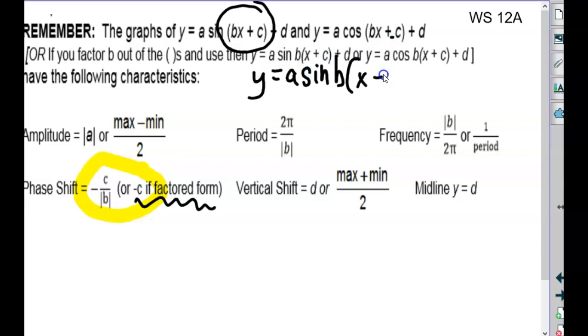If you make it be in this form, oh, that was right there, right above where I wrote it. Already said that. If you factor it out, then this will tell you the shift. You won't have to do that divided by b business. All right, I think that's all we need for today off that slide.